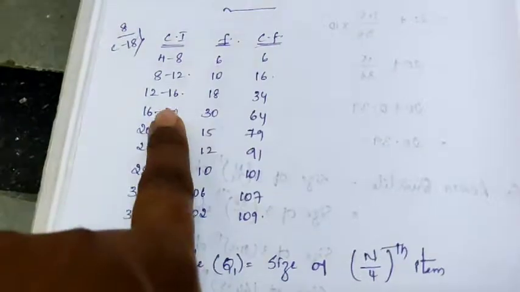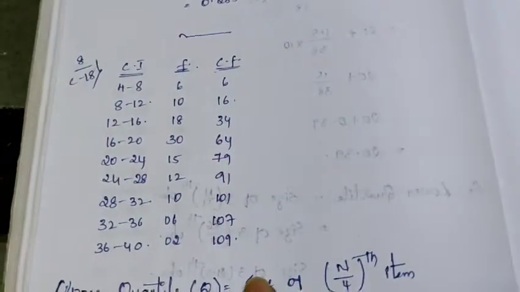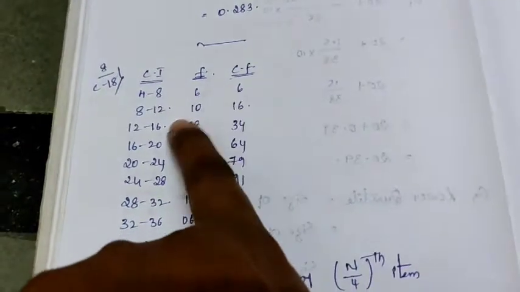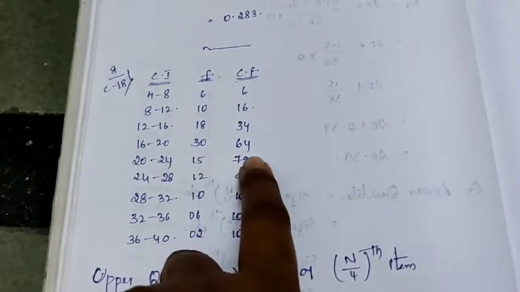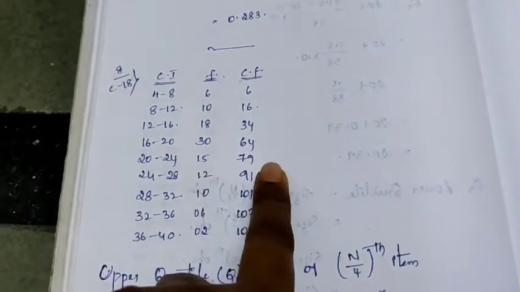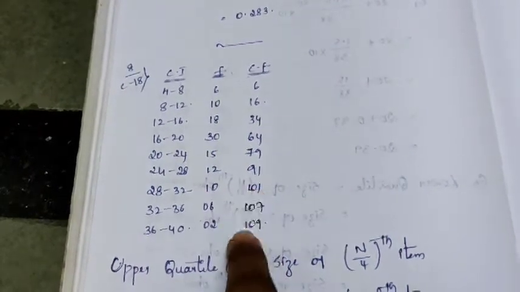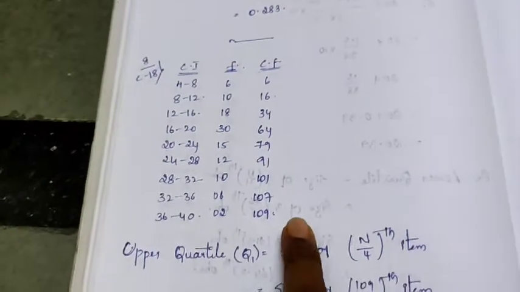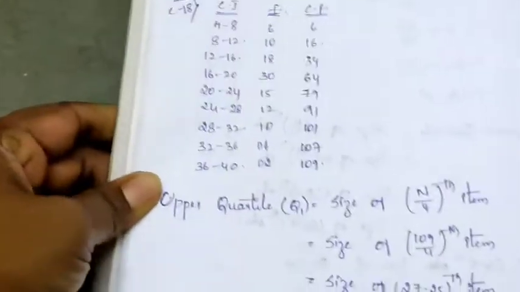Here I have taken the class intervals 4 to 8, 8 to 12 and the frequencies. Next we calculate CF. First CF is 6. 6 plus 10 is 16, 16 plus 18 is 34, 34 plus 30 is 64, 64 plus 15 is 79, 79 plus 12 is 91, 91 plus 10 is 101, 101 plus 6 is 107, 107 plus 2 is 109. So this is CF. Now we have to calculate Q1.